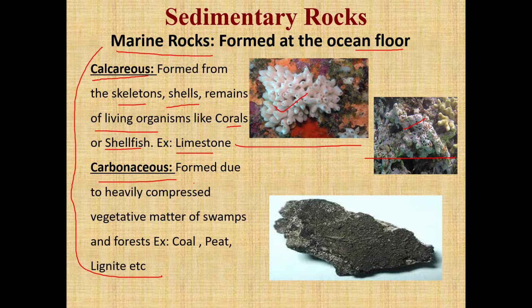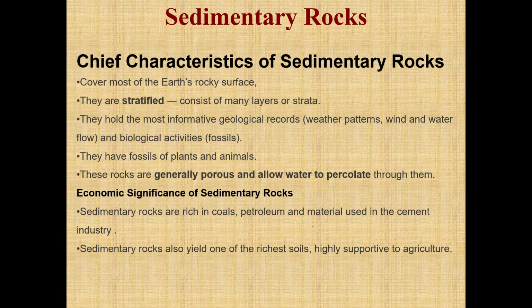Carbonaceous rocks are formed due to heavily compressed vegetative matter of swamp areas and forests, that is coal, peat, and lignite, which is coal.